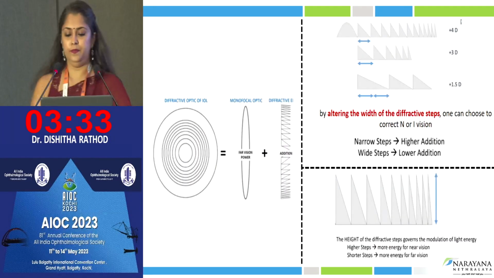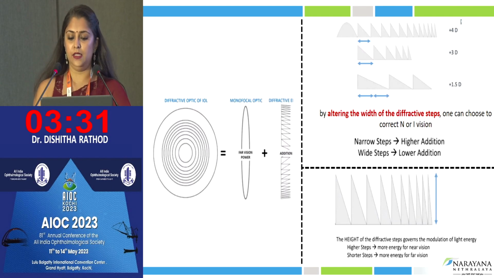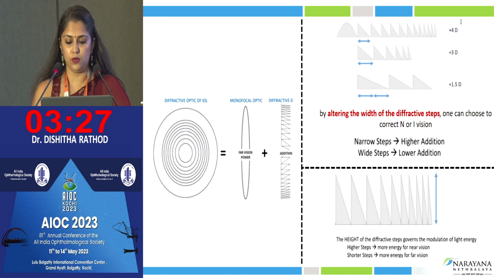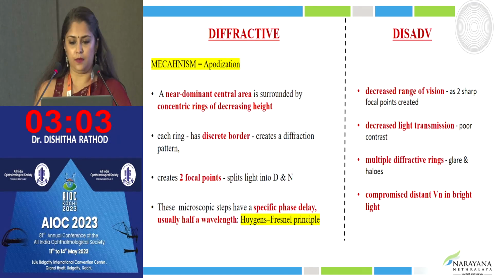So the diffractive IOLs utilize the principle of diffraction along with refraction to create the two foci. The basic refractive power is provided by the aspheric surface, and the diffractive power comes from the multiple grooves on the posterior surface. By altering the width of each of the diffractive steps, we can choose whether to correct the near or the intermediate vision. When the steps are narrower, you add a higher addition power, and when the height is higher, you add more energy to the near vision.